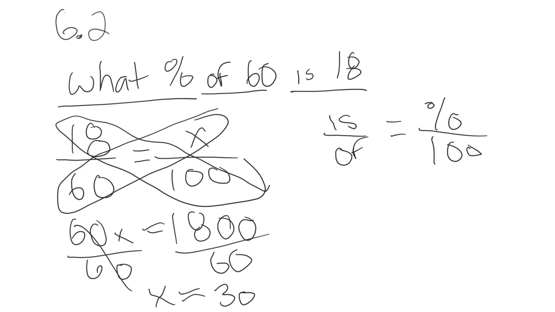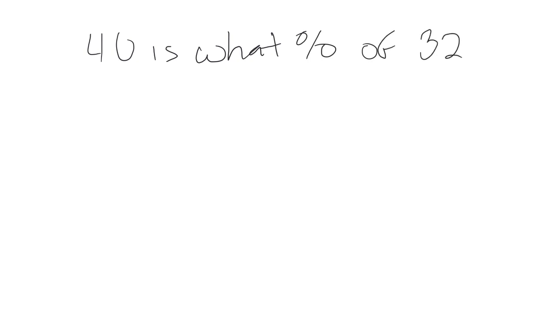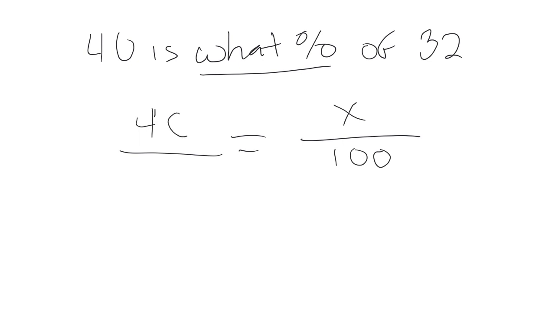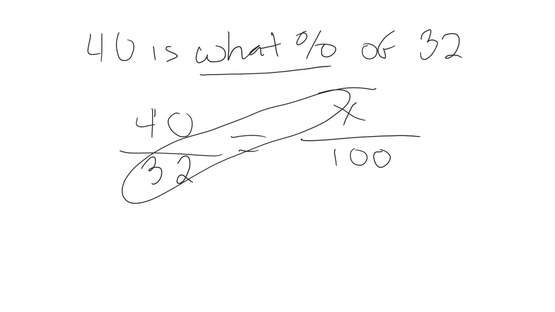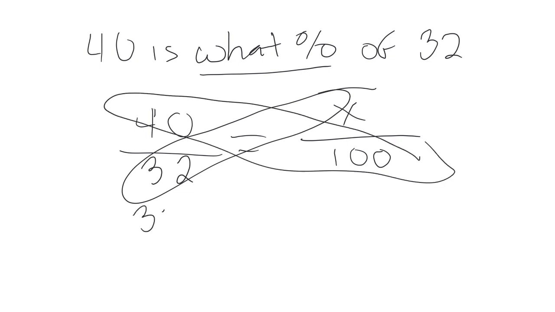I'll do another one for you. Let's say we have 40 is what percent of 32? So what percent, that's still our variable, 40 is, and 32. All right, so now we're still solving for that percent. 32x equals 4,000.